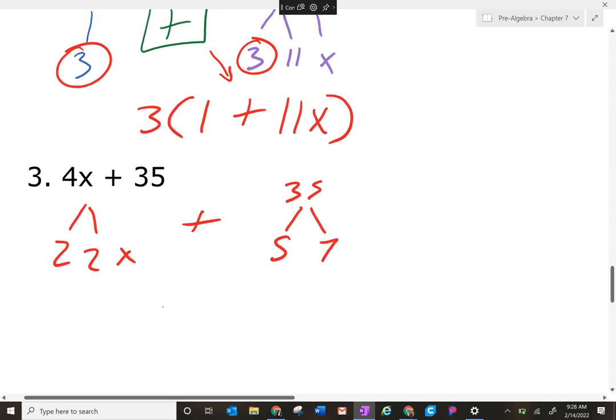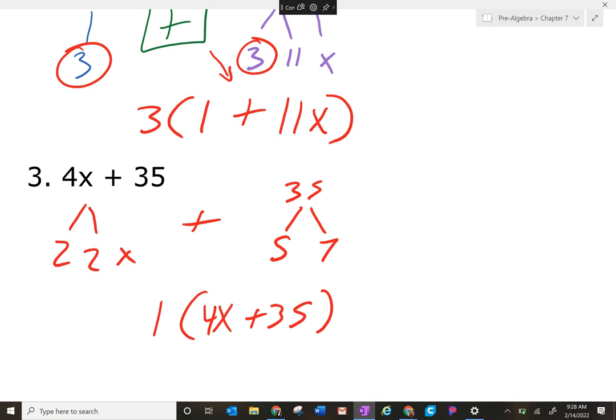If they have nothing in common and you want to write it there, it's just 4x plus 35. You can just write it as 4x plus 35, or you can put it with a 1 on the outside. This and this are the exact same thing. So again, if there is nothing in common, you just rewrite the problem. That's it.